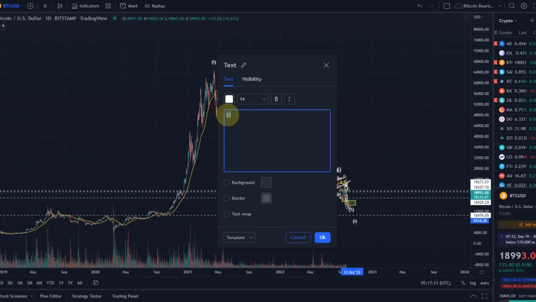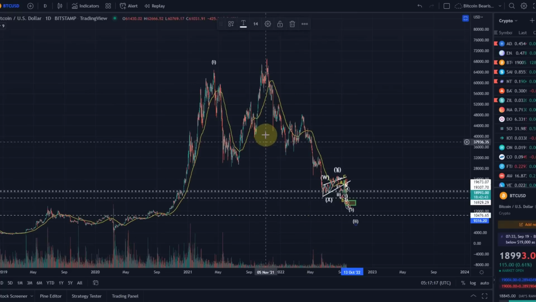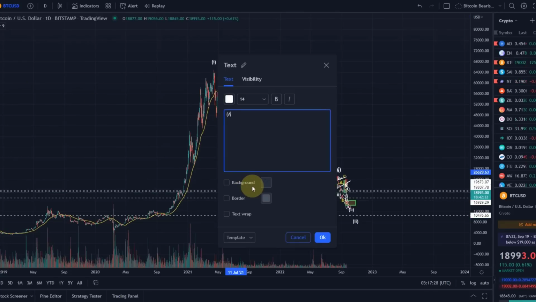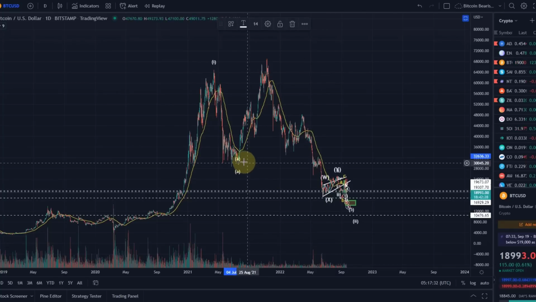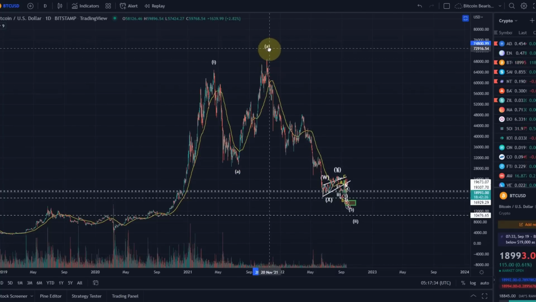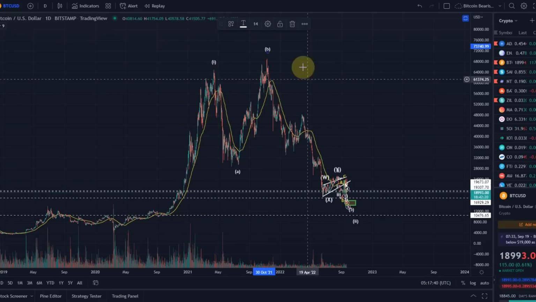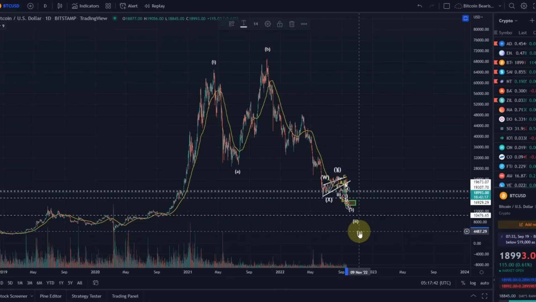Now again, the wave 2 might already be finished, but due to Bitcoin's break of the 18.9k, I don't see it like that. And then that we had here a wave A, and an overshooting wave B. And again, other interpretations are possible, but that is the one that has worked for me very nicely. And then the wave C down.